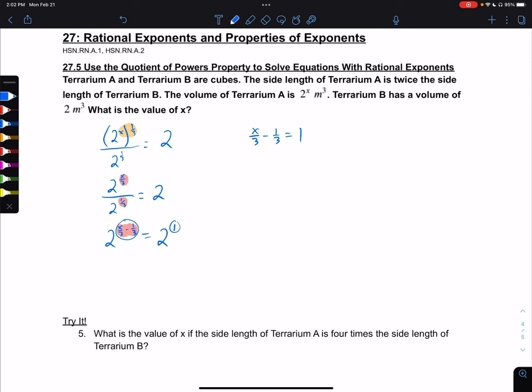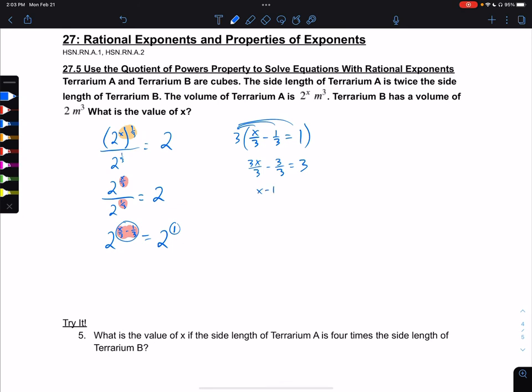I don't really like dealing with fractions, so I'm going to multiply everything by the common denominator. So I get 3x over 3 minus 3 over 3 equals 3. This 3 gets distributed. So I get x minus 1 is equal to 3 when I simplify or reduce my fractions. And then I would add 1, and x would be equal to 4.